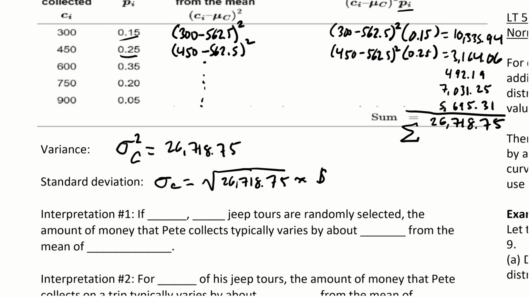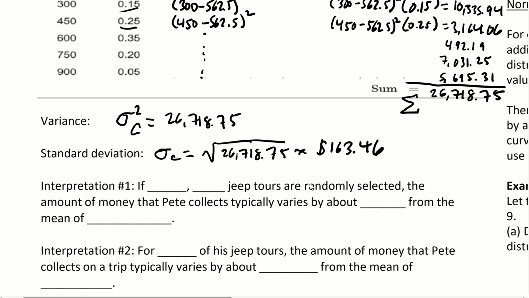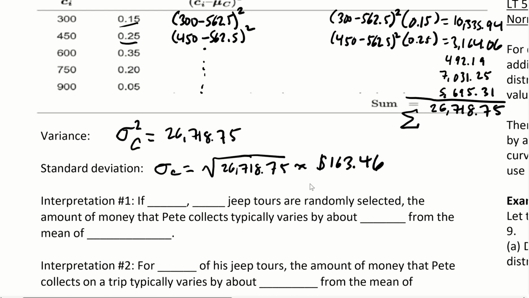And that would give us, in dollars, $163.46. Okay, and that's the basic rundown of the process, guys. So that's how you would do it. But again, we're going to use the graphing calculator for that. We don't have to do that. So let me show you that real quick.